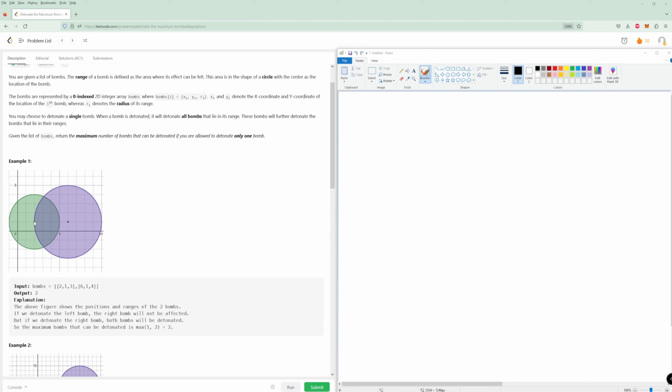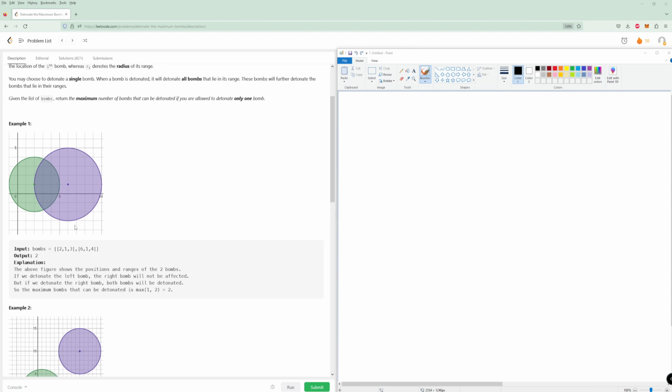And so what you can see in the picture is that when the left bomb detonates, in order to detonate the other bomb, the location of that bomb is actually this point. When a bomb detonates, that point has to be within its area for it to detonate that one. So when the left one detonates, the radius isn't big enough to detonate the right bomb. But when the right bomb detonates, its radius is big enough to detonate the left bomb.